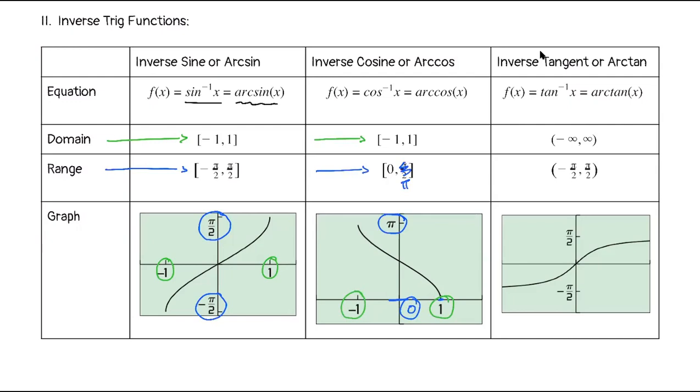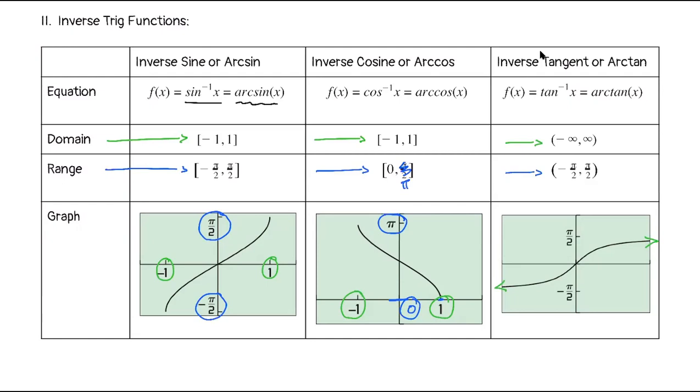All right? And then we take a look at inverse tangent. Now, inverse tangent is different from the other two because the domain is actually from negative infinity all the way to positive infinity, which means this is the only graph where we can put arrows at the end in terms of the inverse function, okay? Now it too has a restricted range going from negative pi over 2 to pi over 2, okay?